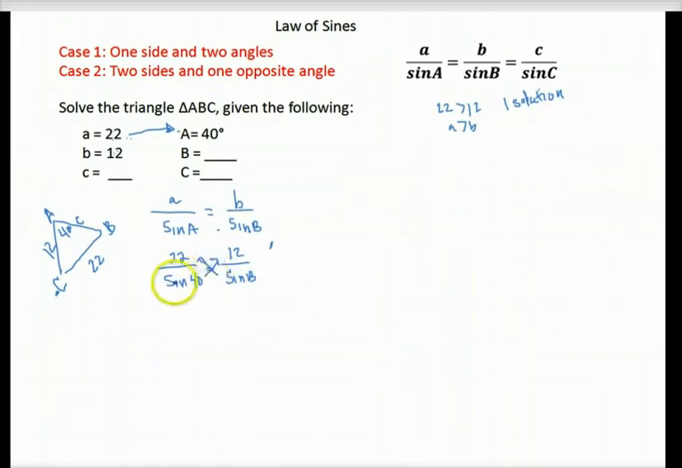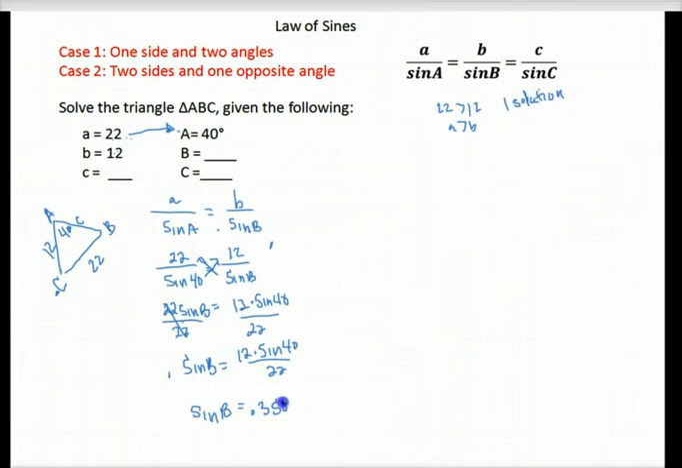So to solve, we're going to cross multiply, and we get 22 times the sine of B equals 12 times the sine of 40. I'm trying to get B by itself, so I'm going to divide by 22. And now I have sine B equals 12 times the sine of 40 divided by 22. Okay, we're going to do the inverse sine to solve, but first I'm going to go ahead and calculate that to make sure that it's something I can take the inverse sine of. All right, so I get sine B is 0.3506.